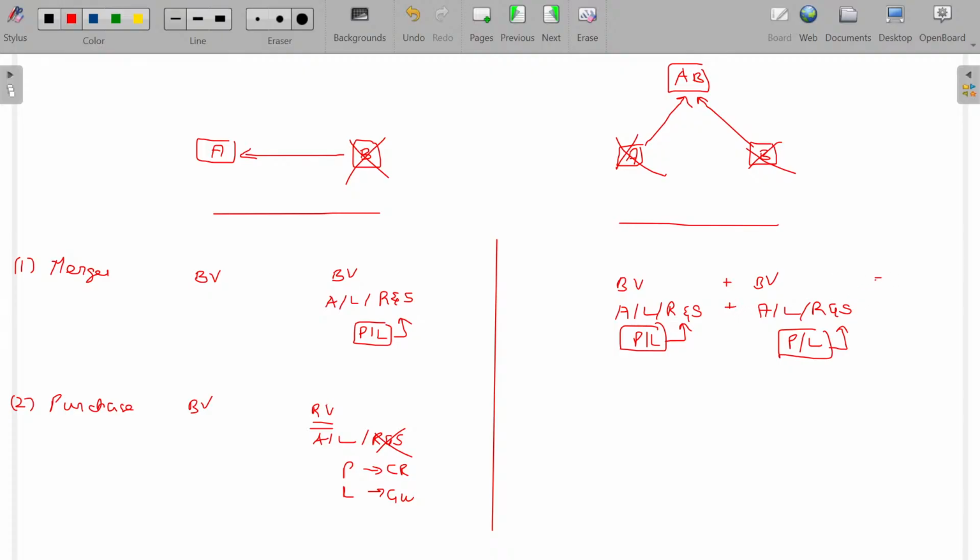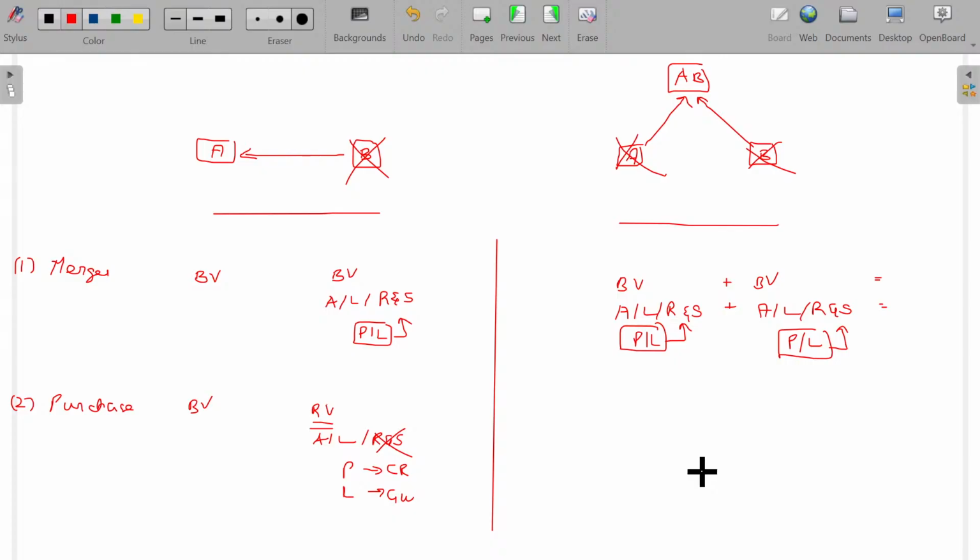You just add up this, and this will be the new company's balance sheet information. The assets of A and assets of B, their book values are clubbed and shown. Liabilities of A and B are just added and shown. And reserves and surplus are also added and shown, but if there is any profit or loss, that will be adjusted in the reserves and surplus.